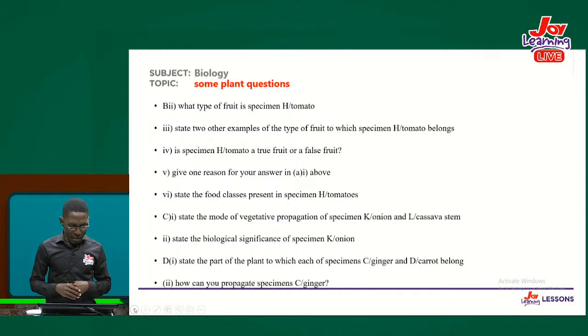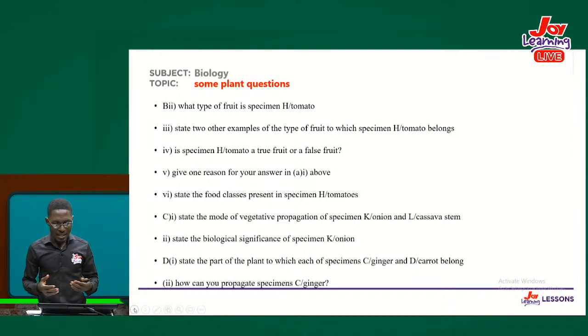Now state the part of the plant to which each of specimens C, that's a ginger and carrot, belongs to. We know a ginger is a stem and a carrot is a root. That's all that they are asking you. I believe you can handle such questions in the exams. Then how can you propagate specimen G? So then you go to the propagation method of how we put specimen G in the soil and how they grow.